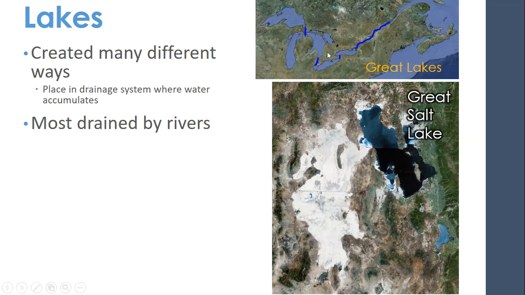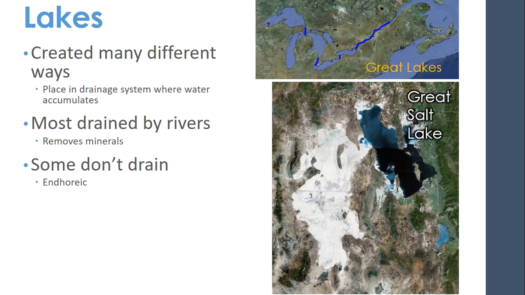So if you look here, at the Great Lakes, you can see these blue lines. There are actually rivers connecting all of these lakes, so they are being drained. And this removes the minerals. Like I said before, when rivers have the ocean as their endpoint, they're carrying a lot of minerals down there and depositing them there because there's nothing to remove them. But that's why we have freshwater lakes, because those rivers are removing those minerals and eventually depositing them in the ocean. Some of them do not drain though, and those are called endorheic lakes, and they exist in endorheic basins.